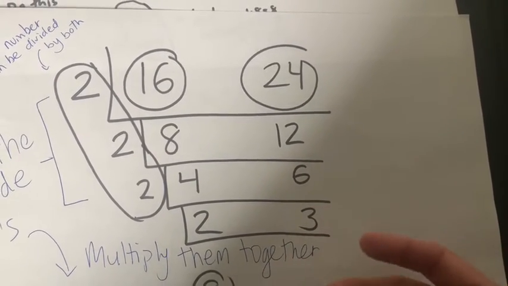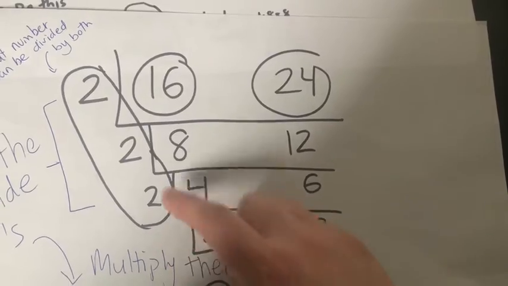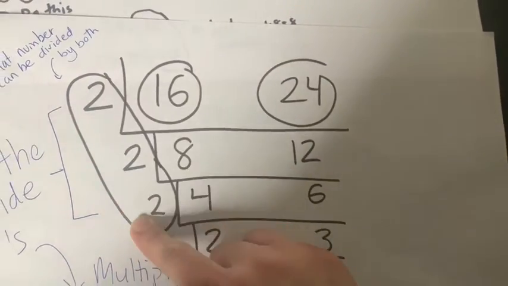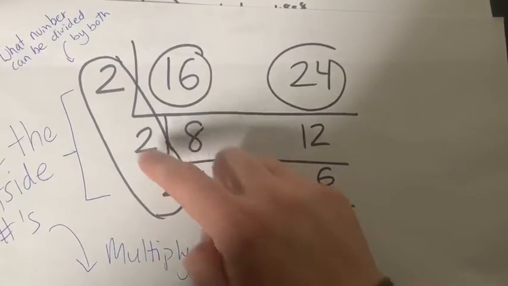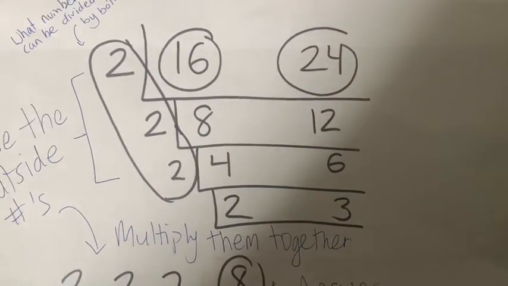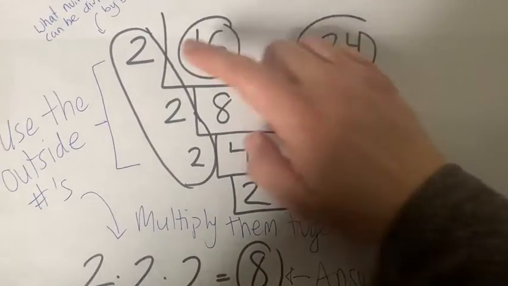And now what I'm going to do for GCF is I'm just going to look at the side. I'm going to circle these numbers on the side, and I'm going to multiply them together, and you will find math magic, because basically 2 times 2 times 2.